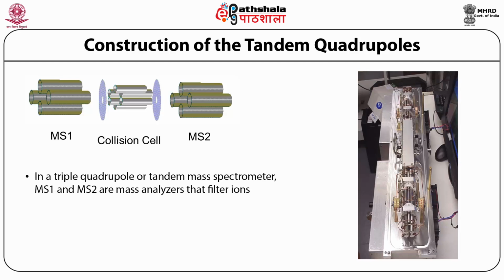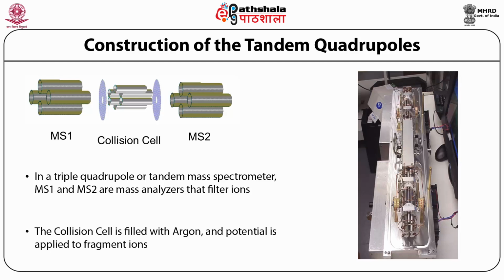In a triple quadrupole or tandem mass spectrometer, MS1 and MS2 are mass analyzers that filter ions. The collision cell is filled with argon or nitrogen, and a potential is applied to fragment these ions. This is how they collectively separate, fragment, and reanalyze before the ion reaches the detector. Although it looks very simple, its applications are pretty broad.